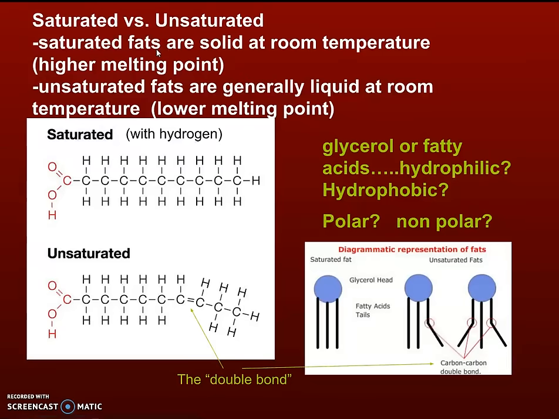So saturated triglycerides are solid at room temperature. I like to say saturated, solid. These are things like butter and lard, and they are generally animal fats. Okay? They have higher melting points because they're saturated. Unsaturated triglycerides are generally liquids at room temperature, because they have a lower melting point.